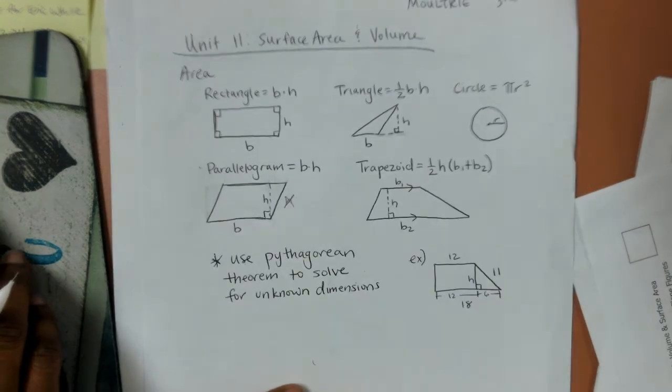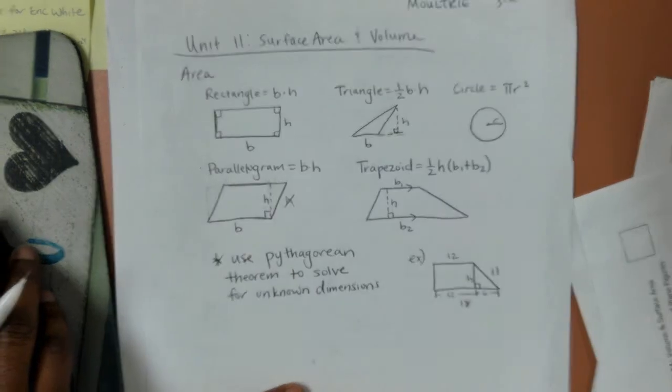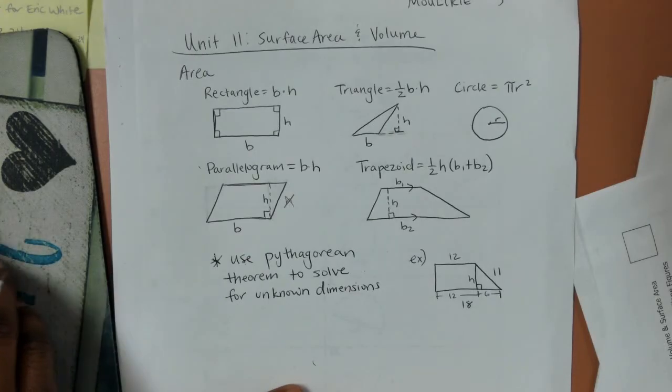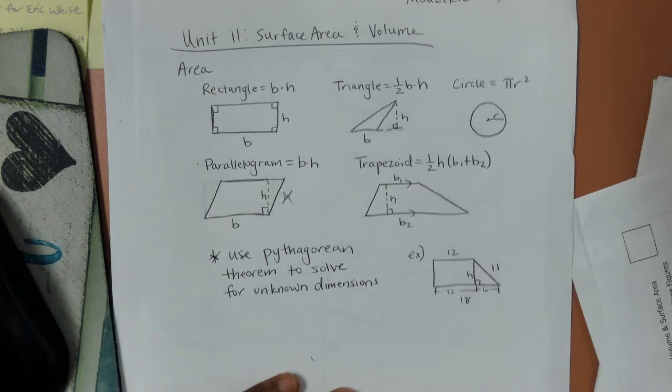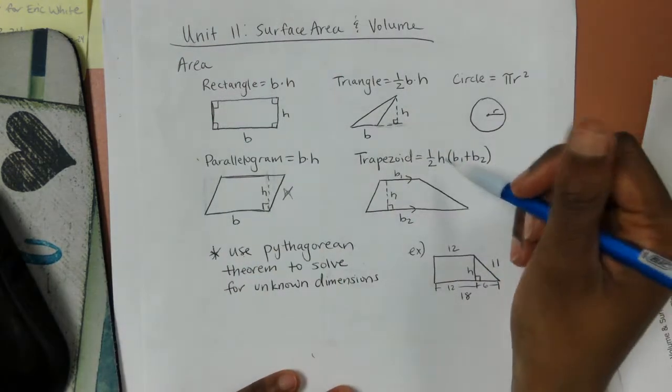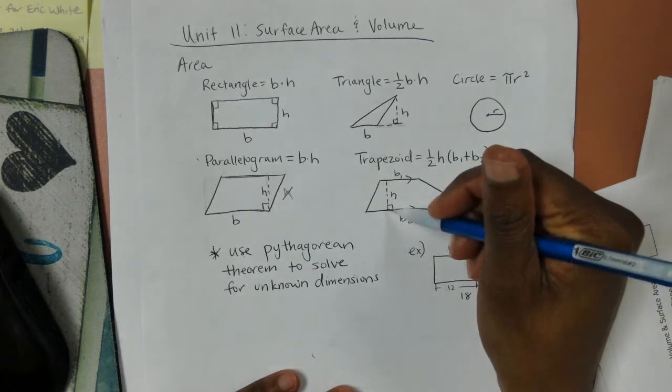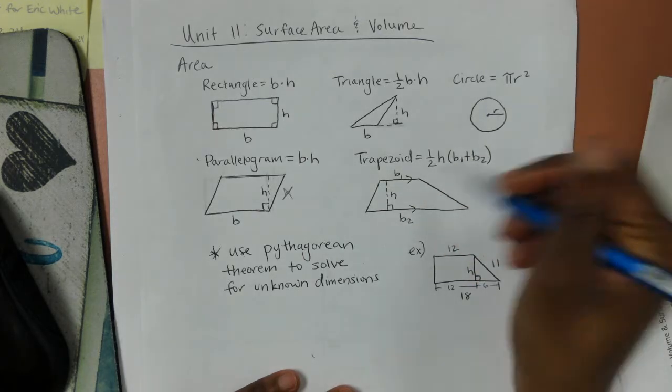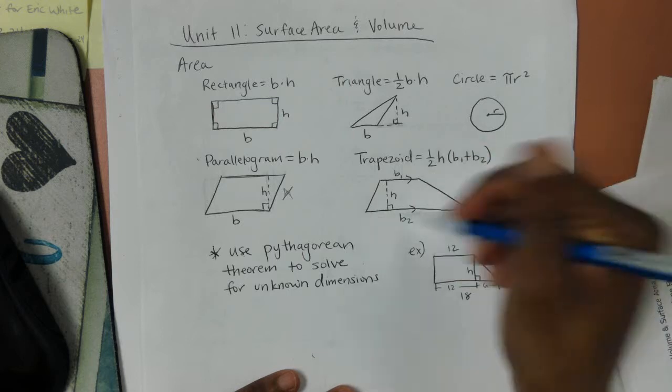Sorry about this, I forgot to focus it. The height must be perpendicular, so this is our height. And then trapezoid, 1/2 the height, so take half of this number and then times that by the sum of these parallel sides, B1 and B2.